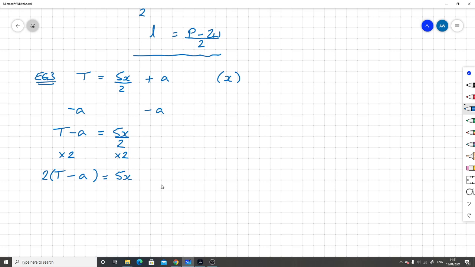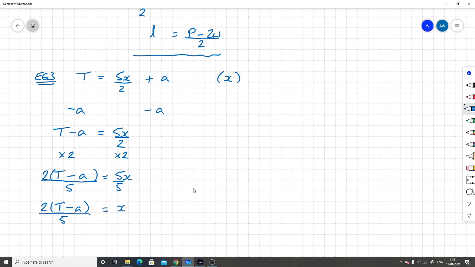Alright? So the last thing we've got to get rid of to get x on its own is the times by 5. How do we do that? Divide by 5. Alright, you've been so used to this now. Divide that side by 5 as well to keep it balanced. And then we have 2 times (T minus A) in brackets, all divided by 5. Yeah, don't forget to divide everything by 5. Equals x, because 5 divided by 5 is 1, and 1x is x.